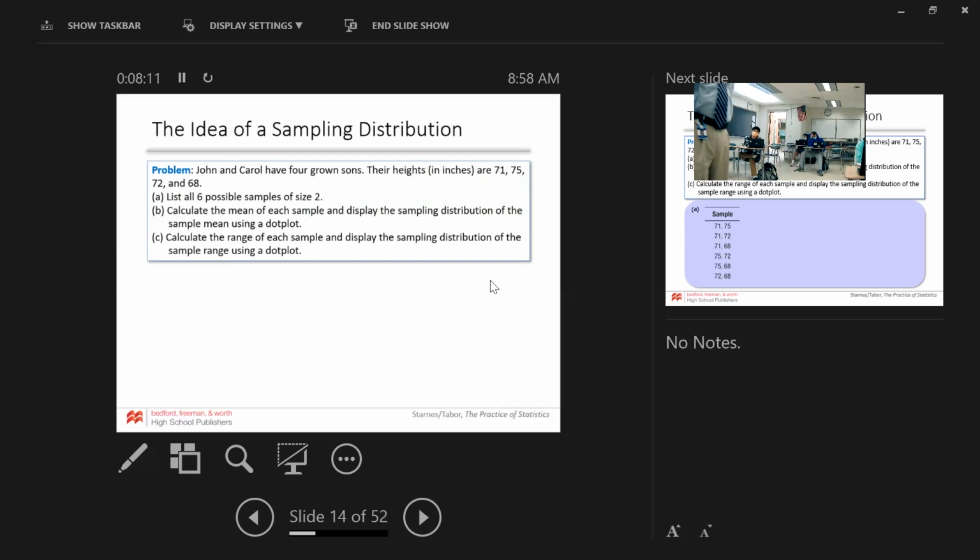You got these 4 kids, and we want to pair them up. Now, this is saying we're going to do all the possible samples of size 2. So there's 6 of them. How do we know that? Because it's 4 choose 2, which we can do over here.